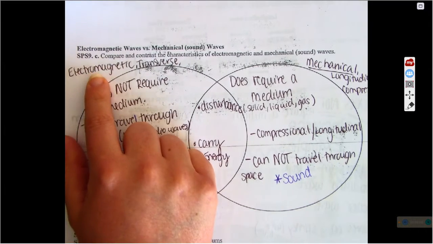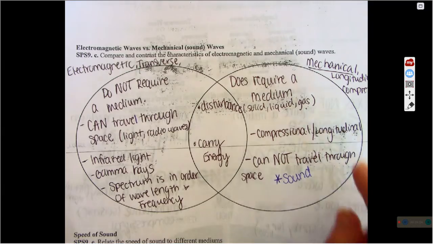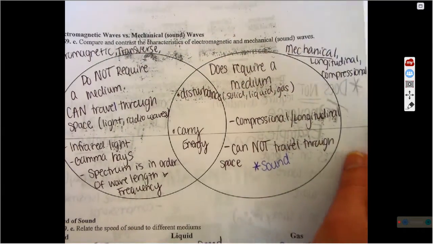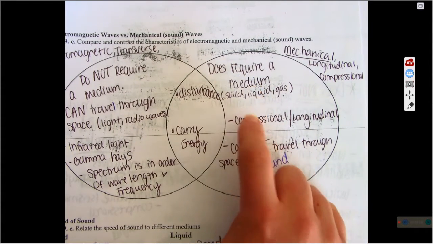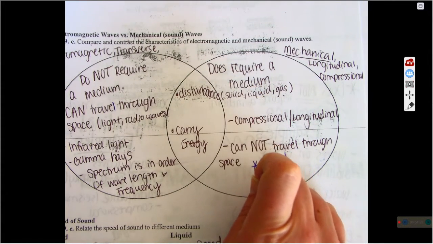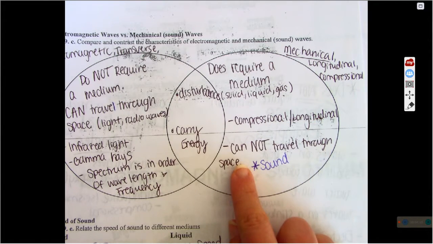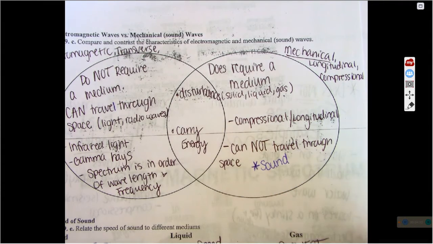So we can call these waves electromagnetic waves or transverse. They're both the same. All right, mechanical waves, or longitudinal waves, or compressional waves, we have lots of names for these, all are like sound. They do require a medium, which is a solid, liquid, or gas. They're going to be called compressional or longitudinal, and they cannot travel through space. So remember, these are like sound waves or earthquake waves.